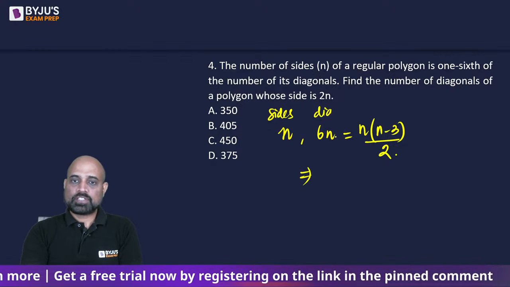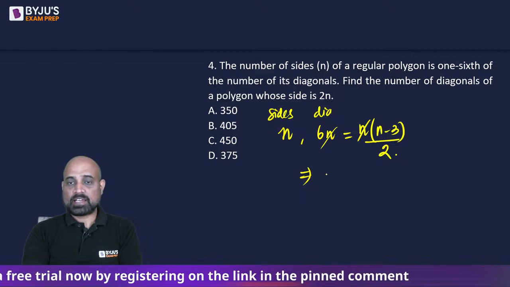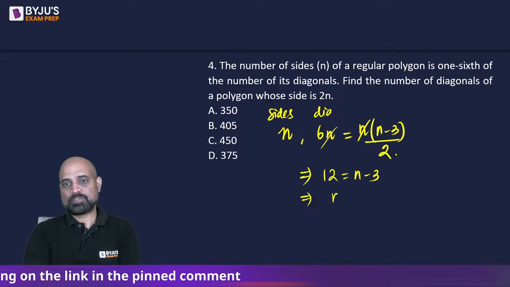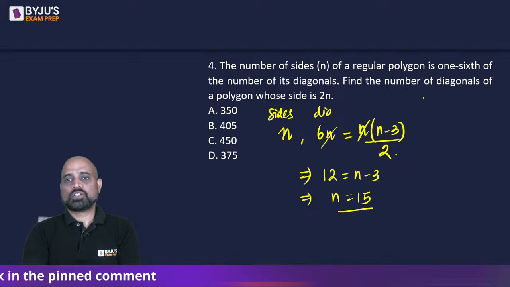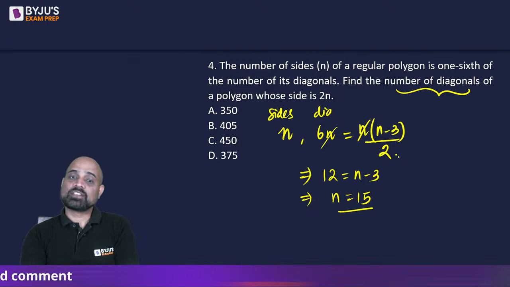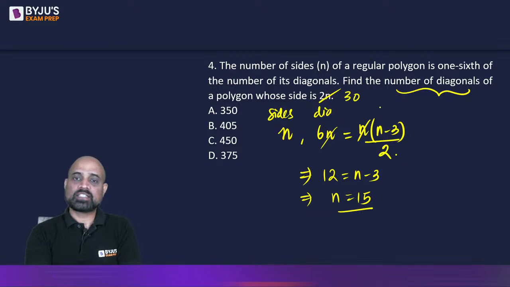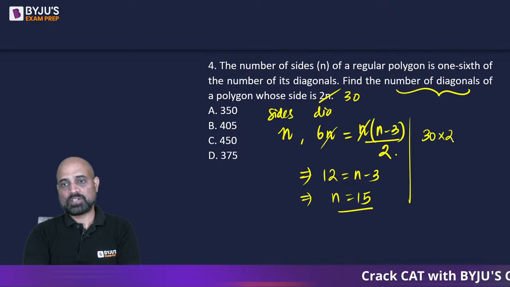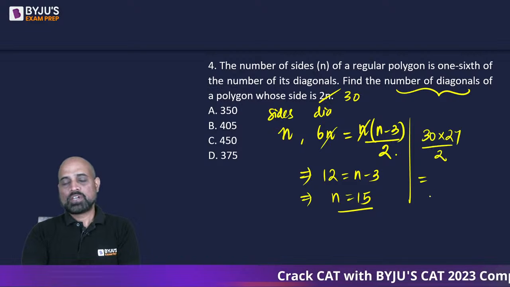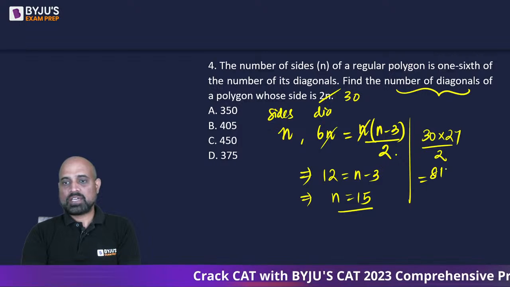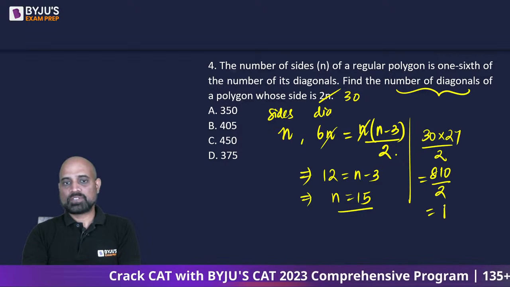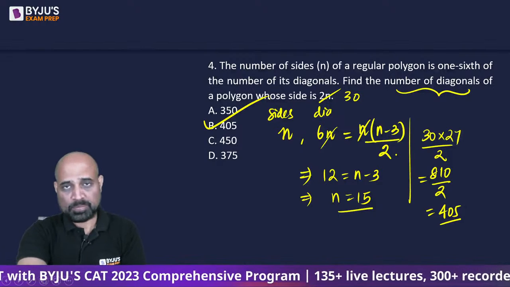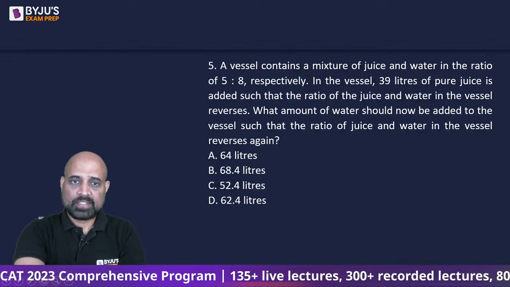So if we solve this, we will be able to get rid of n, assuming n is not 0, which it should not be. So we will get n is equal to 15. Now the question asked is find the number of diagonals whose side is 2n, that is 30. 30 sides वाला जो होगा उसमें diagonals कितने होंगे? That will be 30 into 27 by 2, which is going to be 27 into 3, 810 divided by 2. That will result in 405 diagonals. So direct formula based, right?